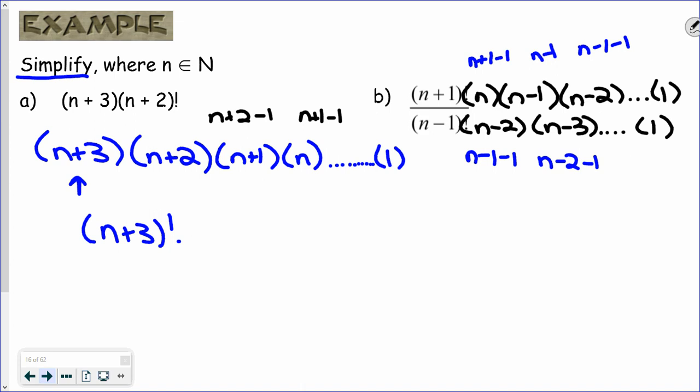So do you notice that as soon as I hit n minus 1 here on the top, it meets up with what's on the bottom? Then everything after it is going to end up being the same. So I can reduce those right out. And then all I'm left with then is that n plus 1 times an n.